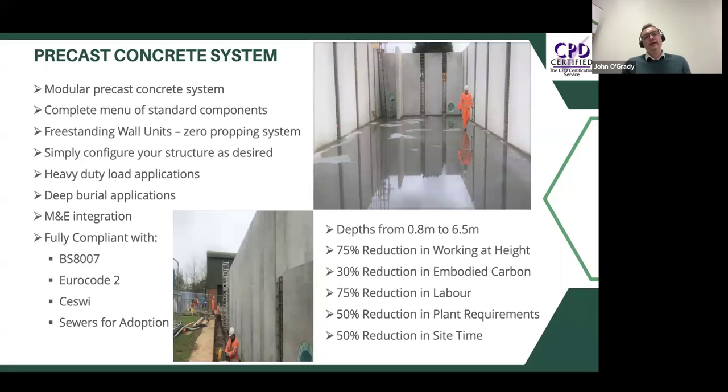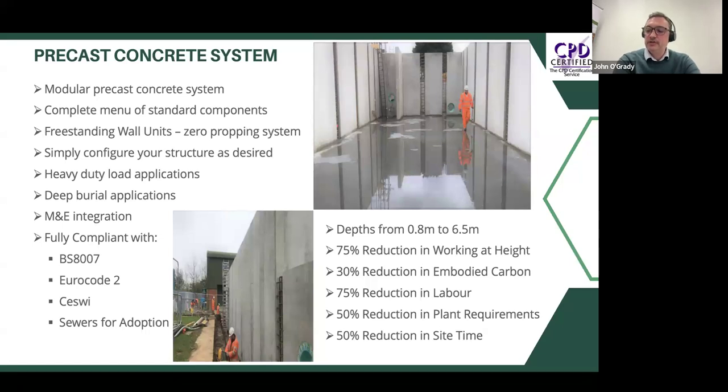And it's a system that can be configured as desired. So it doesn't have to be a perfect square, it doesn't have to be a perfect rectangle. We deal with lots of irregular shaped tanks, whether that sometimes is to fit in with services, or could be trees, could be anything, a variety of factors. And then the applications, heavy duty and deep burial.